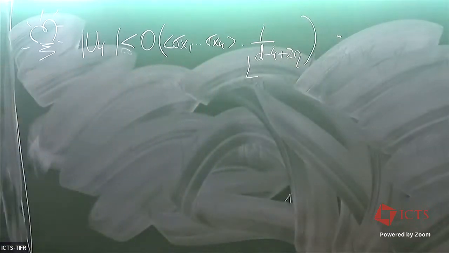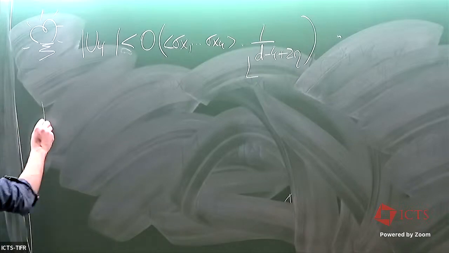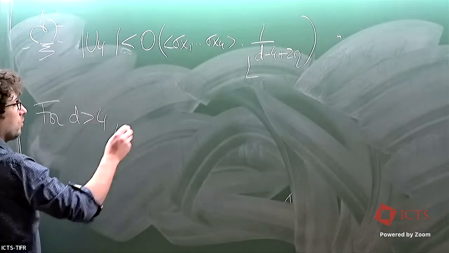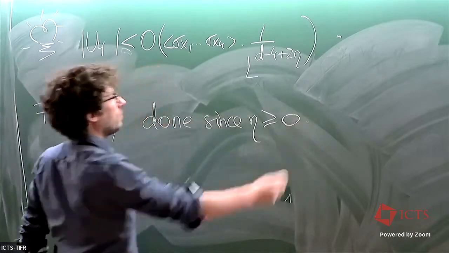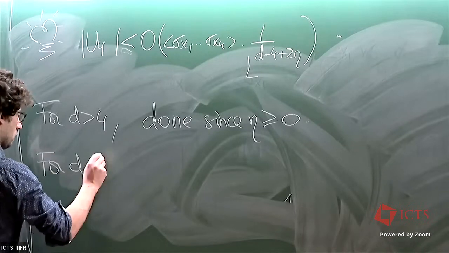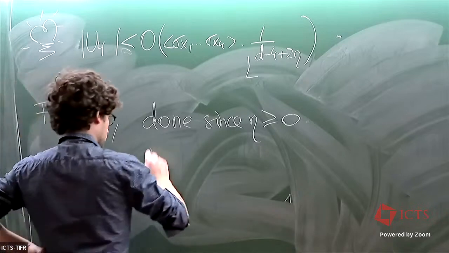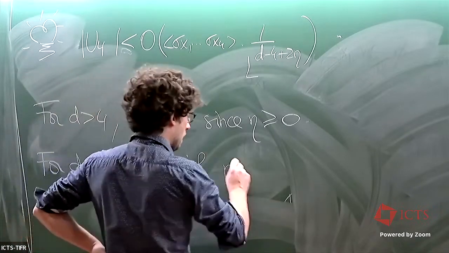But this is good. I didn't tell you what d is right now, right? So in particular, it tells you immediately that for d strictly larger than 4, we are done. Since eta is larger or equal to 0, we are always getting something much smaller than the spin-spin. For d equal 4, we may also be done if we are lucky, meaning we are done if eta is strictly positive.